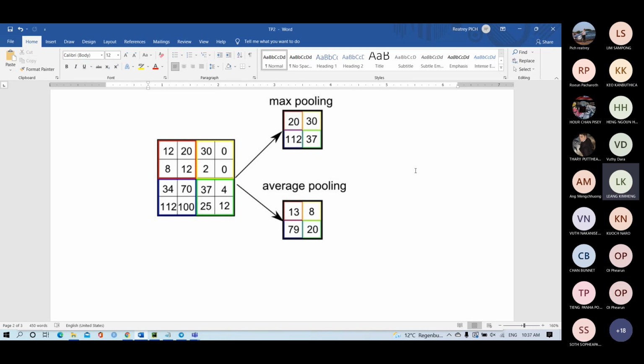So okay, if it's 7 by 7, and you would like to divide it to make a pooling, normally it's already a square matrix, right? And when you try to divide it, that is still a square matrix.